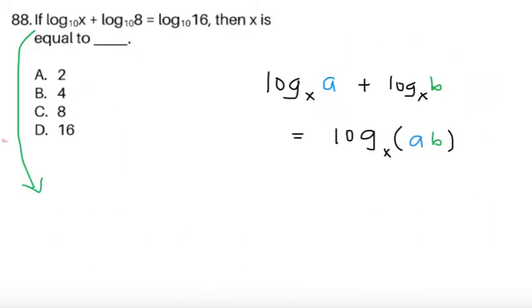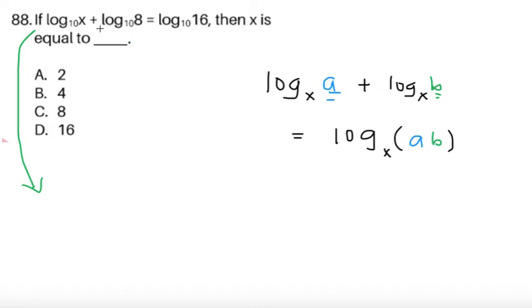Now for the last one: if logarithm of x with base 10 plus the logarithm of 8 with base 10 equals logarithm of 16 with base 10, then x is equal to what? Here in logarithms, take note of the property. If I have logarithm of a with base x plus logarithm of b with base x, we can combine them into one logarithm. Just take the product of a and b, so it's going to be equal to logarithm of ab, their product, base x.